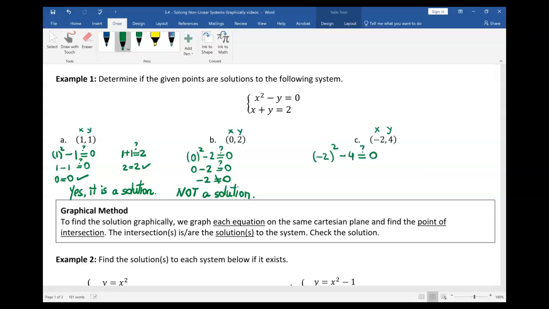Is this true? Let's check. -2 squared is 4. Is 4 minus 4 equal to 0? Yes. 0 equals 0. Perfect. Now let's check for equation number 2. It's x plus y, so I'm going to write -2 plus 4. Is this equal to 2? -2 plus 4 is 2. 2 equals 2. True statement. That means yes, it is a solution.